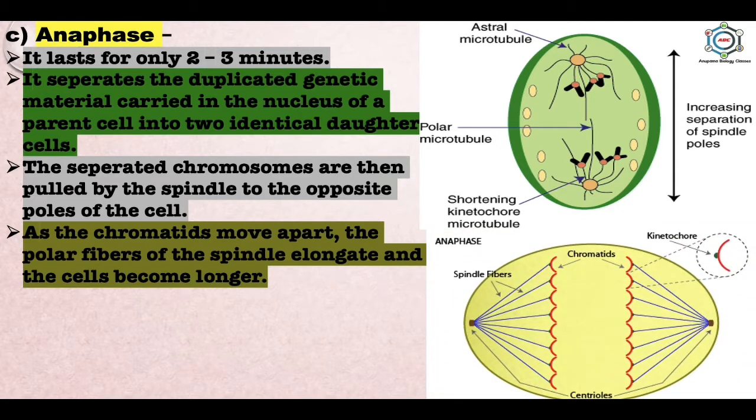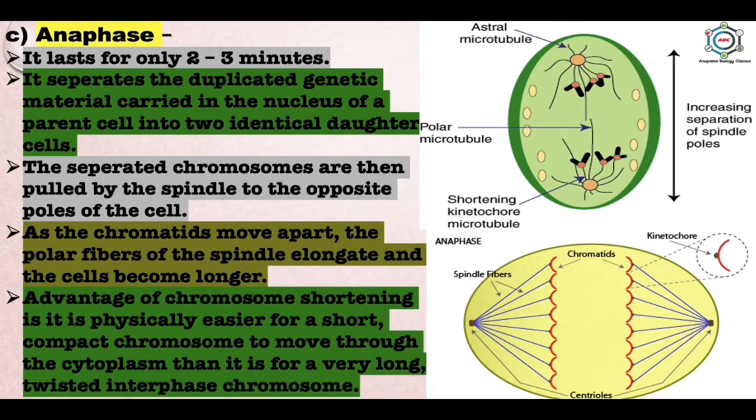Here, in the picture you can see the separation of chromatids, which starts at the kinetochores while the arms trail behind. So, the chromosome is pulled into a V, L, J or I shape depending upon the position of the kinetochore. The advantage of chromosome shortening is that it is physically easier for a short compact chromosome to move through the cytoplasm than it is for a very long twisted interphase chromosome. So, the anaphase ends when all the chromatids reach the opposite poles.